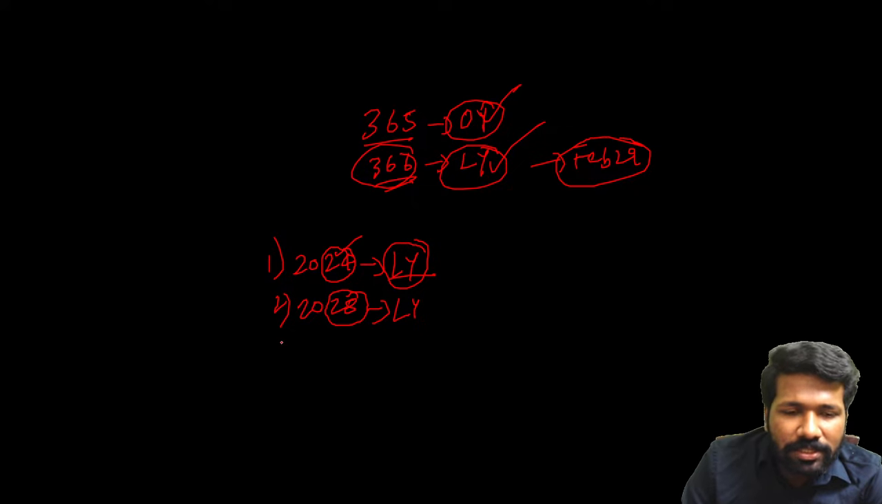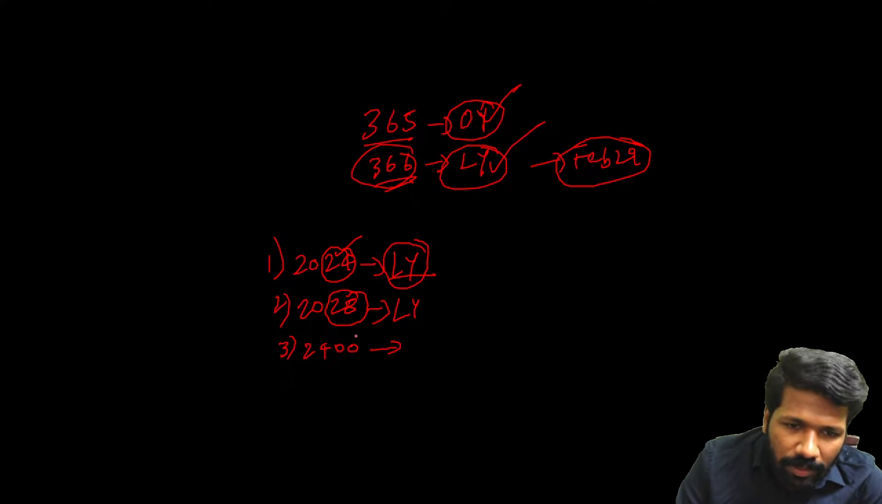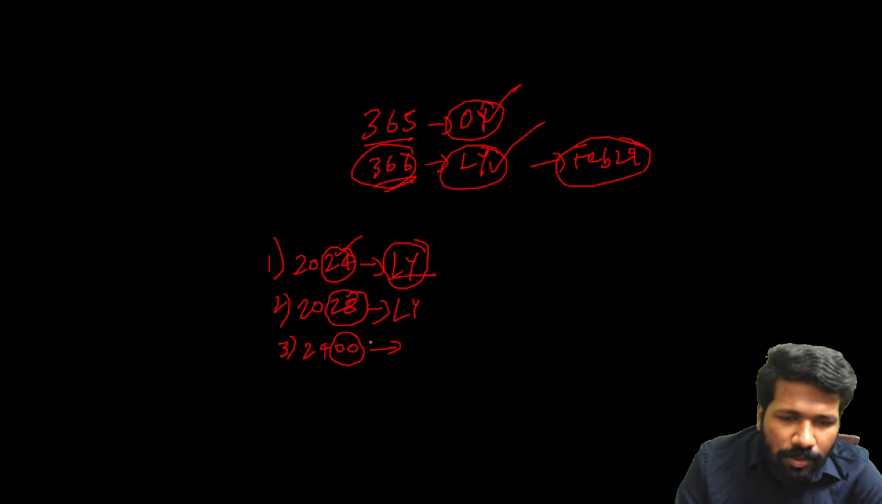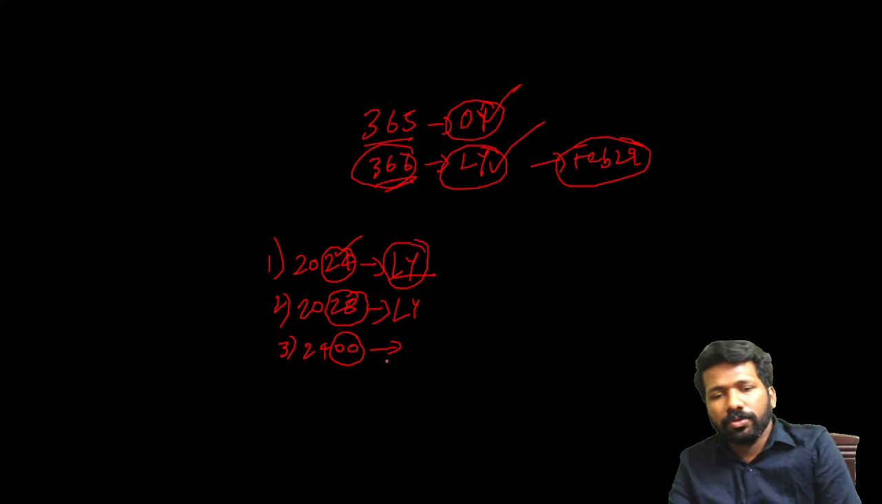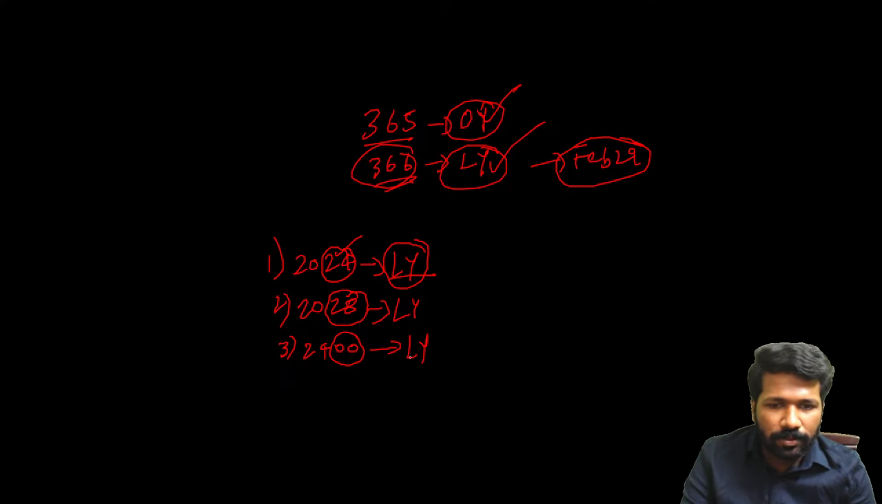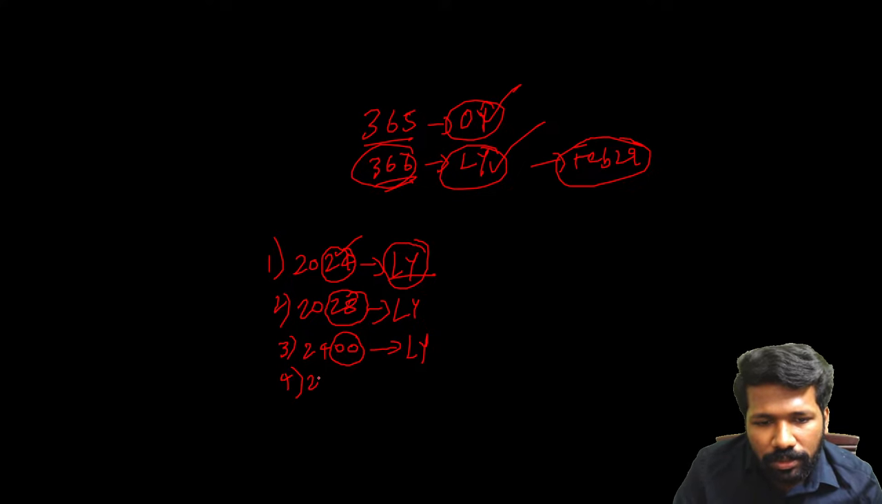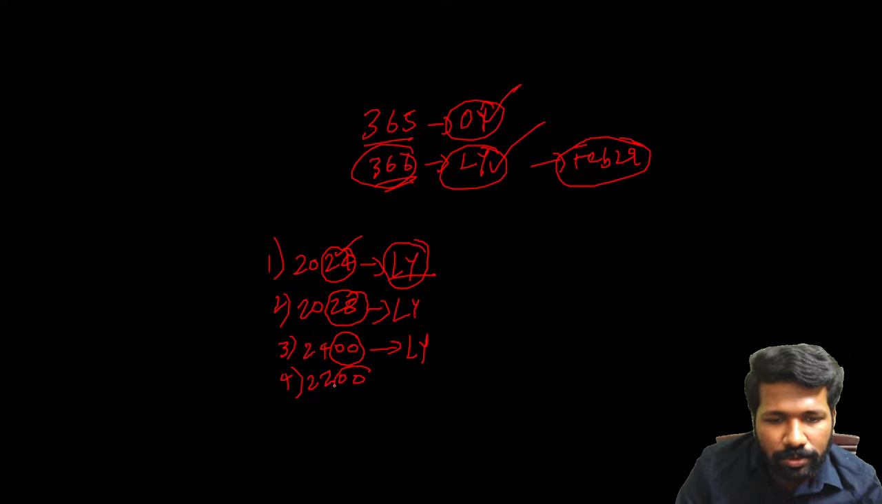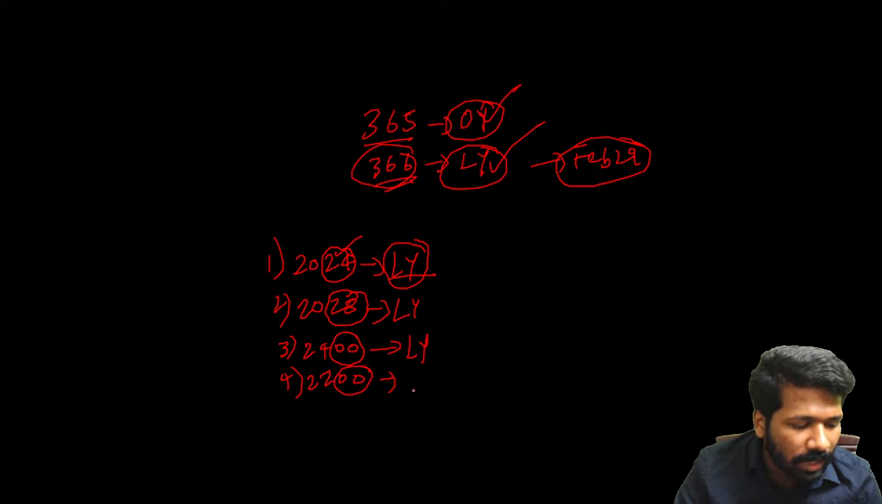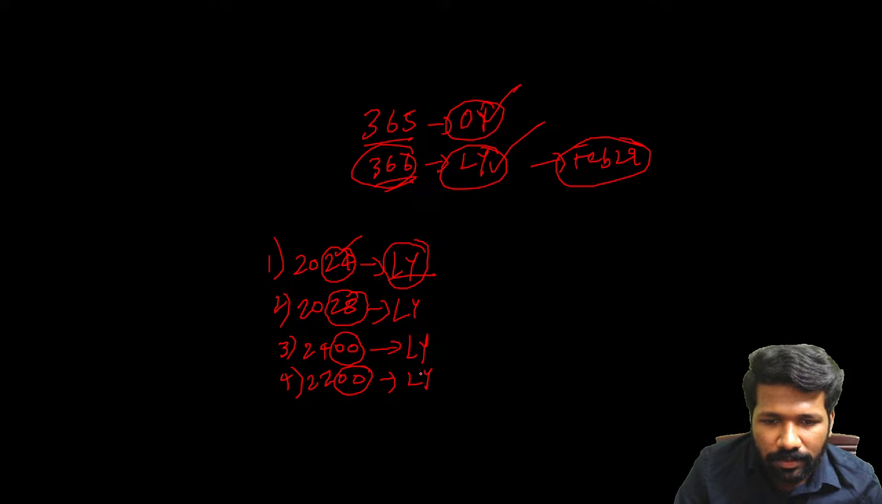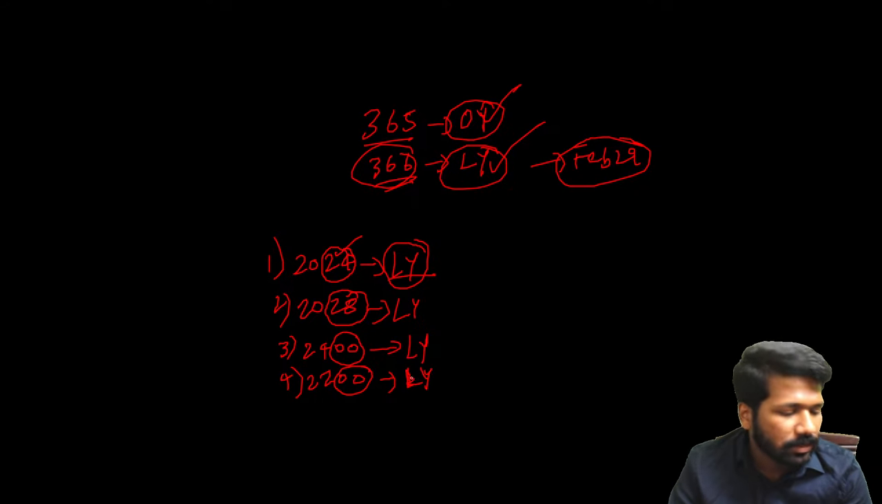Okay, then let me extend this question further. What about 2400? Is it a leap year? Last two digits 00. So 0 is a multiple of 4. So 2400 is also a multiple of 4. So that is a leap year. What about 2200? That is also 00, na? So it should be a leap year. Is that what all of you think?